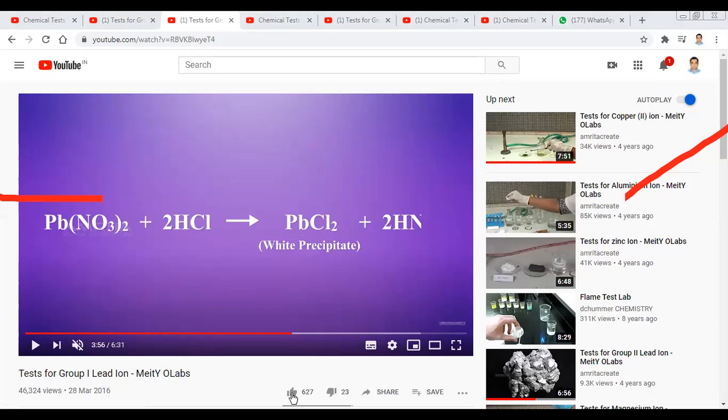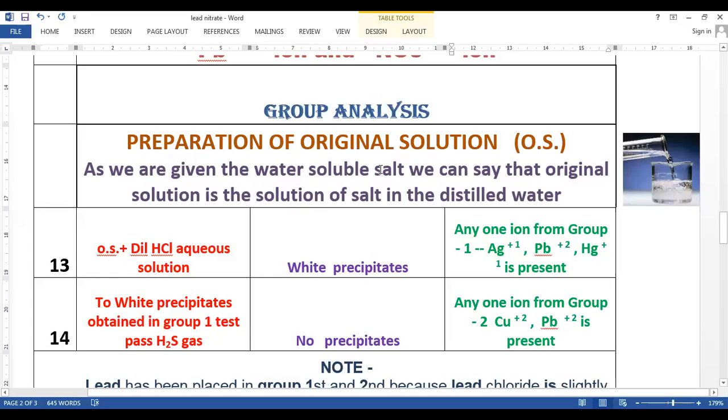So when we want to perform the group test, first we go for the group analysis of group 1. In the first group analysis, we take the original solution and add dilute hydrochloric acid into it. We get white precipitates. So any one ion from group 1, like silver Ag+1, lead Pb+2, mercury +1, any one of them may be present.